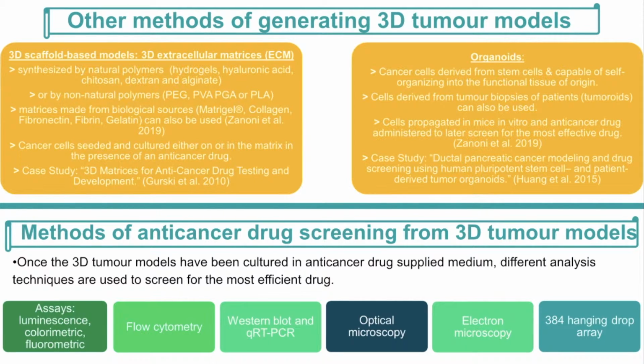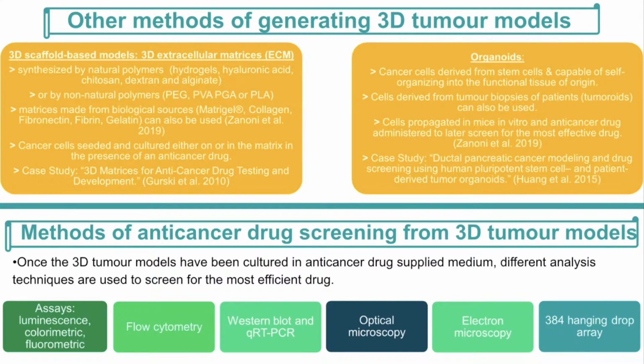On the next slide, we have other methods of generating 3D tumor models using 3D extracellular matrices, or ECMs, and organoids. For 3D ECMs, we can either synthesize the matrices using natural polymers, non-natural polymers, or using biological sources. Once the matrices are made, the cancer cells are seeded and cultured in or on the matrix in the presence of a potential cancer drug.